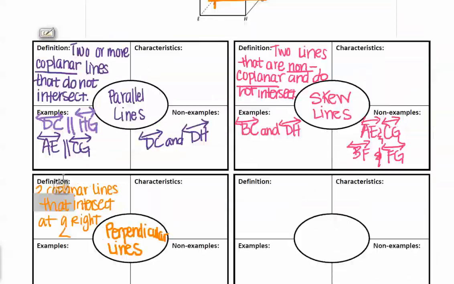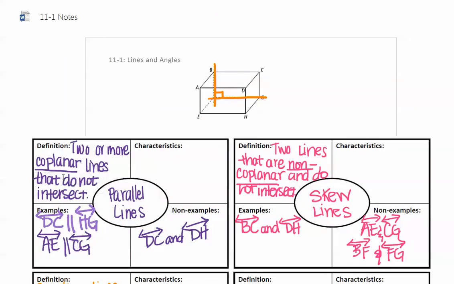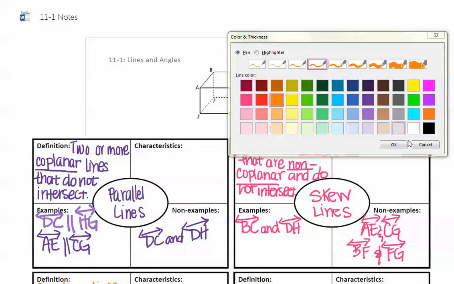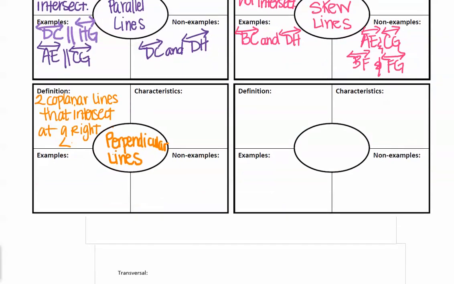Okay, so going back up that picture, we could use, sorry, I can't see the letters anymore, BF and FG. Okay, so BF is perpendicular to FG. We can use that symbol here because we're talking about perpendicular.